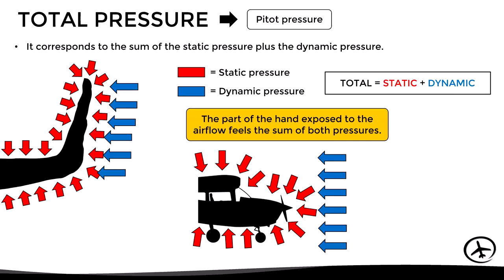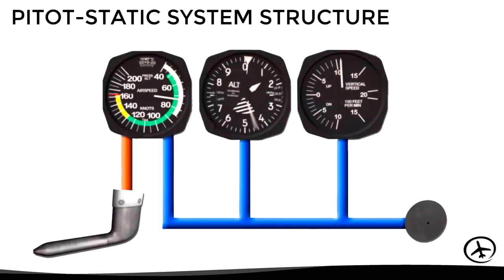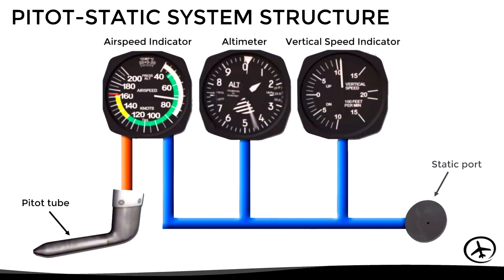Having already understood all these definitions, let's now see what the Pitot static system consists of. This, in its simplest form, is composed of a Pitot tube and a static port that feed the three instruments that we had mentioned previously. The static port sends information to the three instruments, the airspeed indicator, the altimeter, and the vertical speed indicator, while the Pitot tube only sends information to the airspeed indicator.